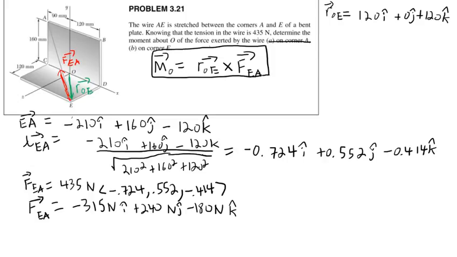How did we get negative 210i? Look from here to here. The x coordinate of this point is positive 120. The x coordinate of this point is negative 90. So going from here to here, we fall back 210 millimeters in the x direction. That's where the negative 210 comes from.